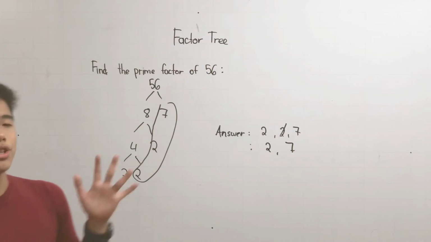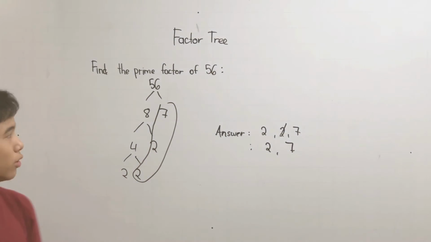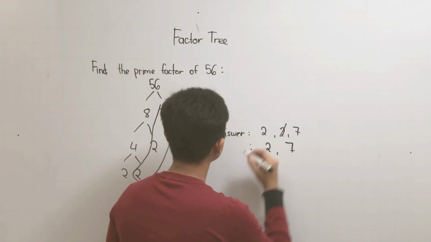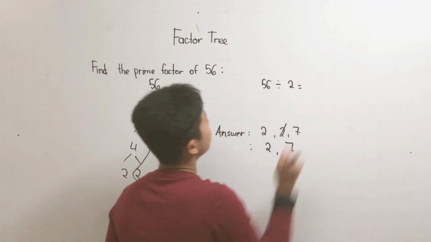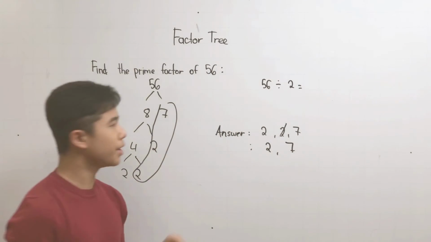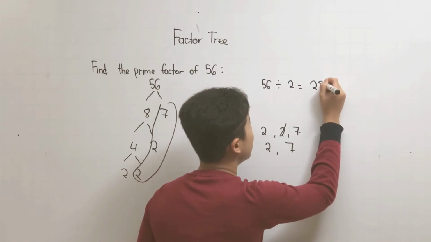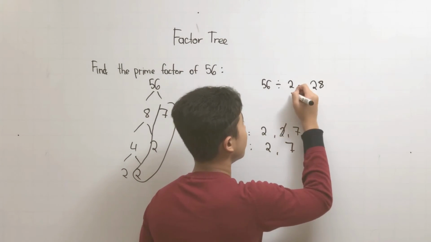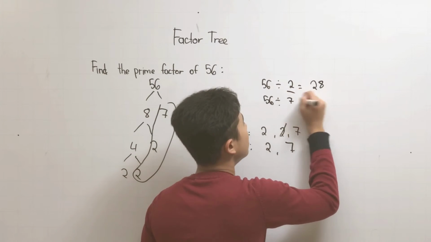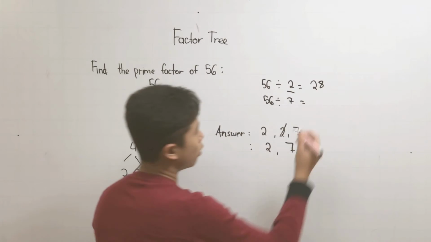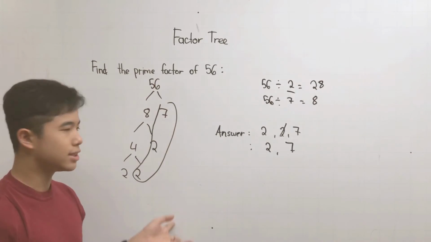And of course, you can check them by taking 56 divided by 2. 56 divided by 2: 5 divided by 2 equals 2, minus 1, 16 divided by 2 equals 8. So this is a prime factor right here. And another one, 56 divided by 7, you also know that equals 8. So we have 2 prime factors right here.